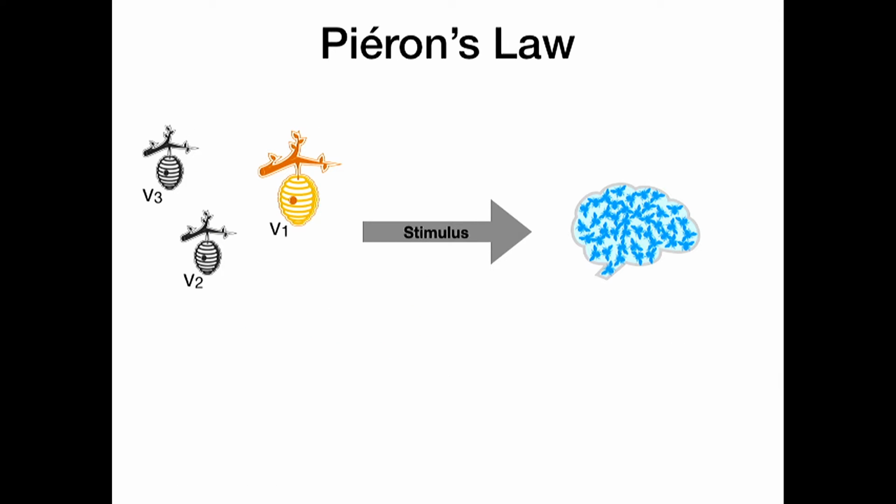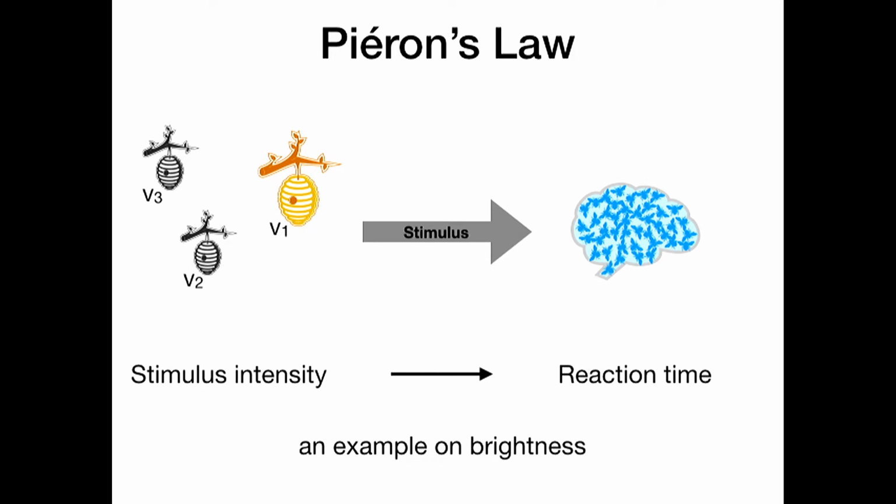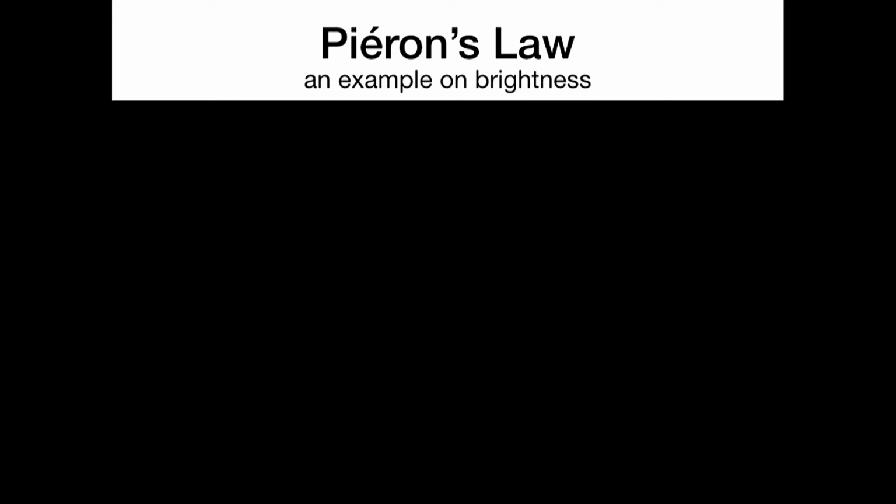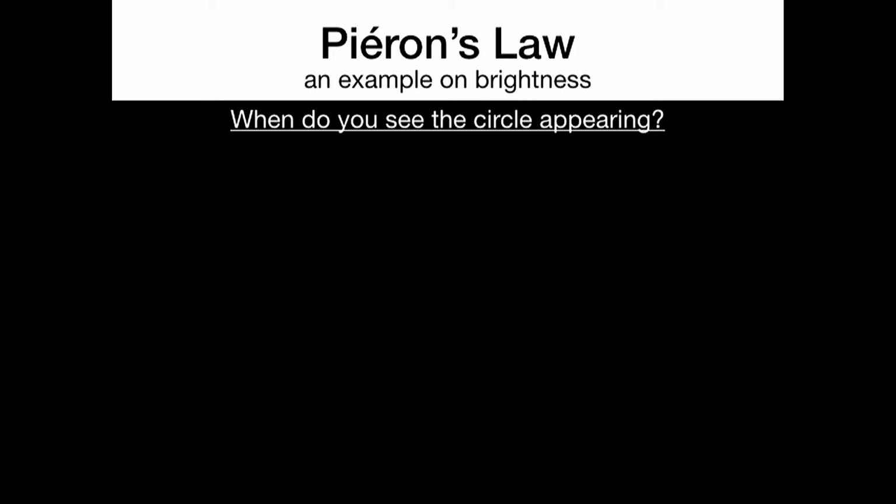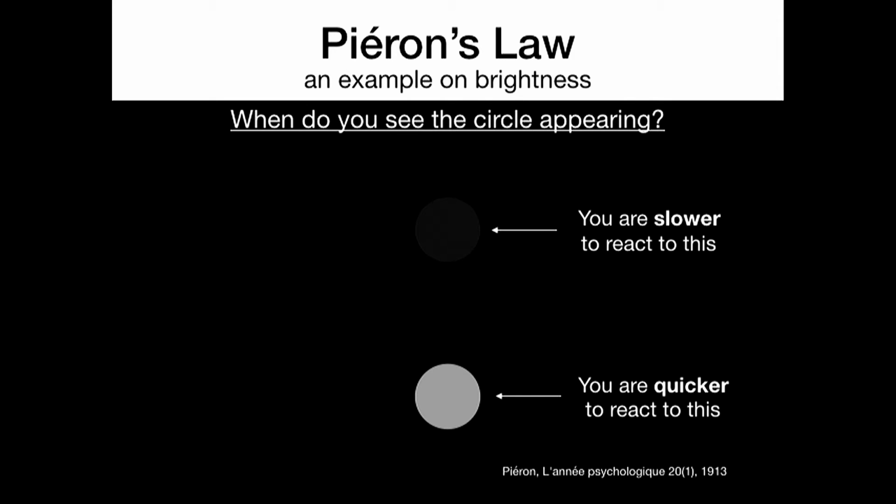Then we move to analyze Piéron's law, which studies the relationship between the stimulus intensity and the reaction time. And again, I will explain what it is through an example, this time on brightness. So you have to see when the circle appears, and it will appear here at the fixation cross. And then it appeared, and then a second circle will appear again below. What has been observed is that you are slower to react to this circle and quicker to this one. So the brighter, the quicker.